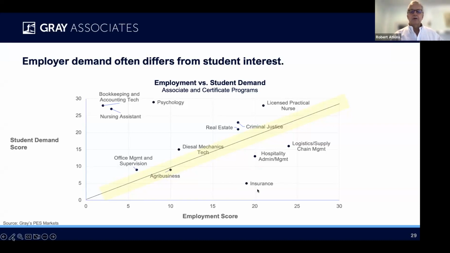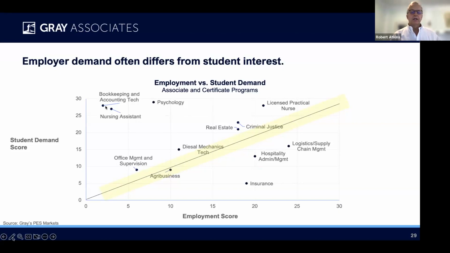Very high employment score, good wages, lots of jobs. But I don't think there are a lot of high school students who say to themselves, I want to go into the insurance business. So you don't see a lot of demand for that at the college level. There are a bunch that are kind of lined up with where student demand and employment are roughly even, whether that's agribusiness, diesel mechanics, real estate, or criminal justice, or LPN.